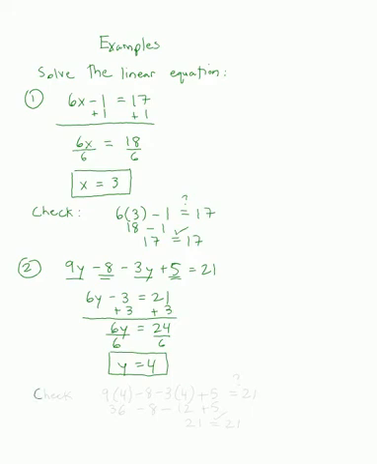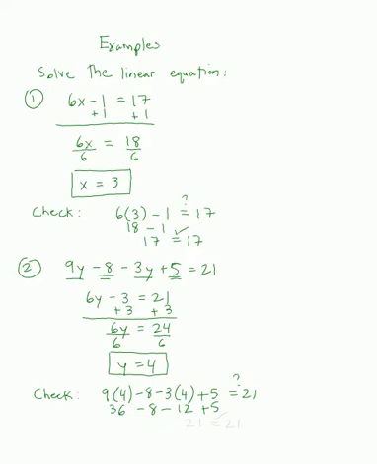Let me go ahead and check this one as well. So I'm going to substitute 4. All I'm doing is replacing everywhere I see a y with a 4. And I'm going to check if that's true. So remember, by order of operations, I have to multiply first. So I get 36 minus 8 minus 12 plus 5.